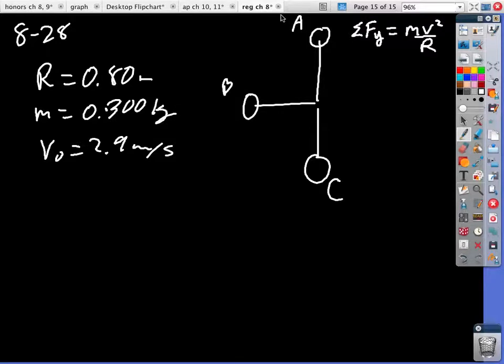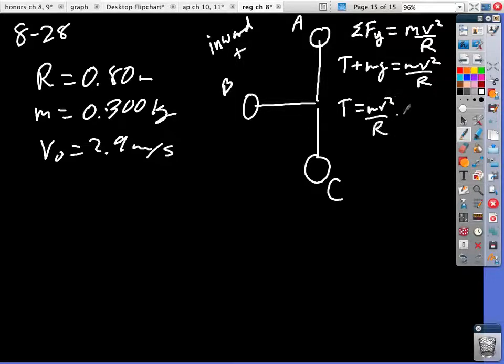So we're going to use inward as positive. So we're going to say T plus mg equals mv squared over r. So then the tension is going to be mv squared over r minus mg.